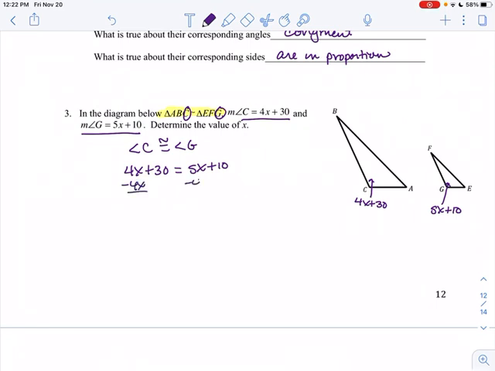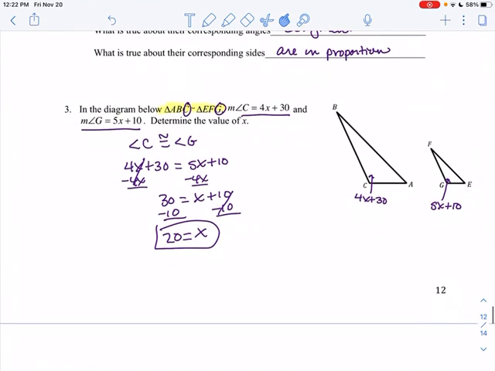And that's it. So I'm going to subtract 4x from both sides. And then I'm going to solve for x, so I will subtract 10. So x equals 20. And that's all they wanted me to find. All right, so at that point, I am done. And I think that's it for it. Yep, that's it for today.